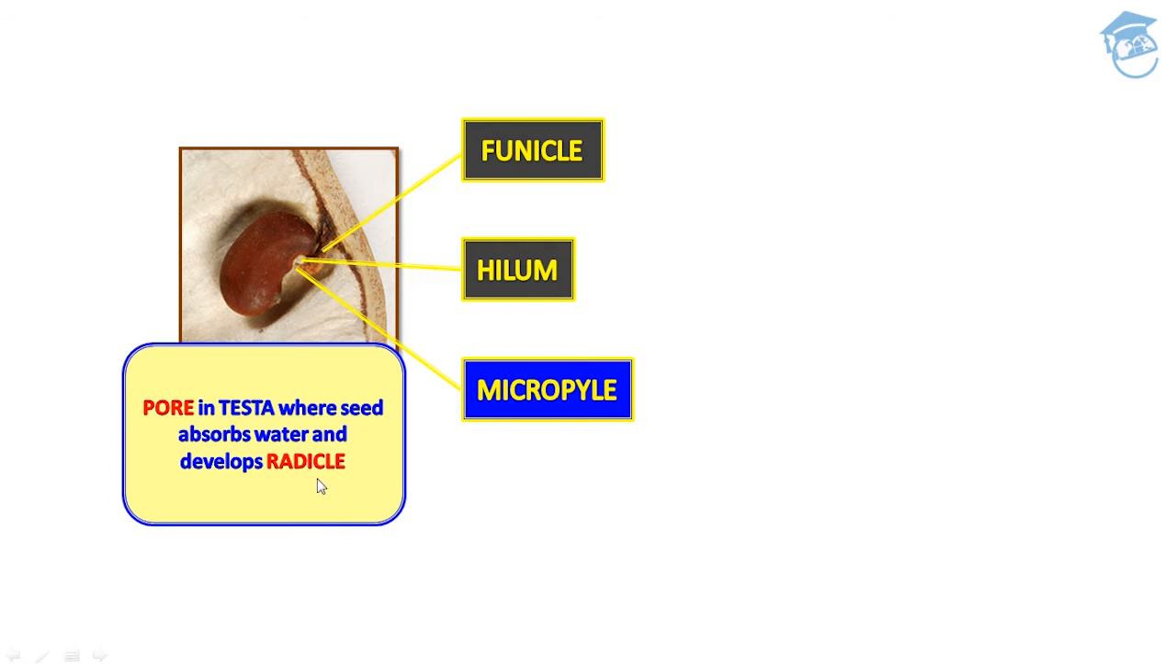This way you can memorize it, like R for radicle and R for root system. So radicle gives rise to the root system, and plumule gives rise to the shoot system. And the pore in the testa, where the seed absorbs water and develops the radicle, is called the micropyle.